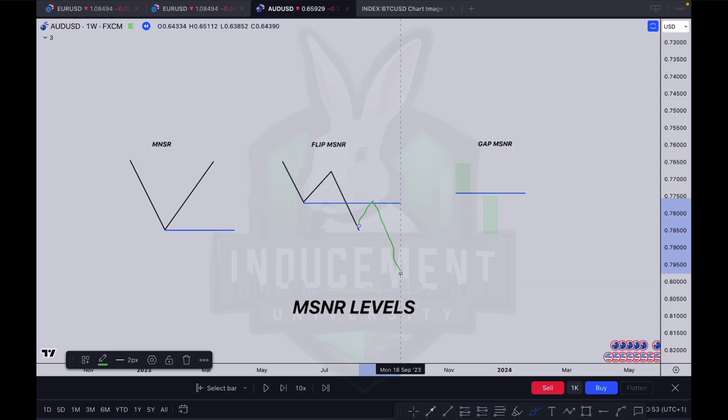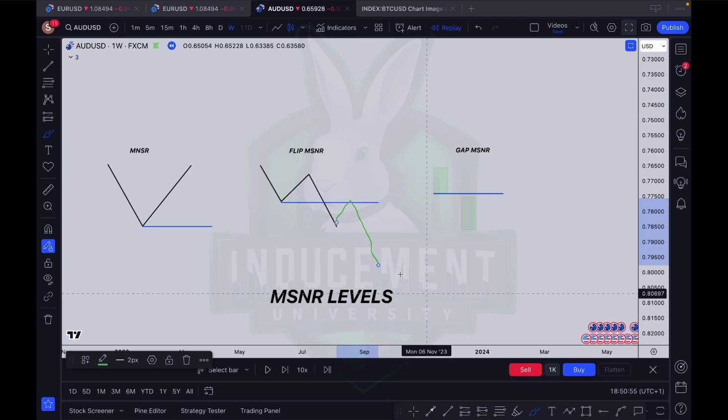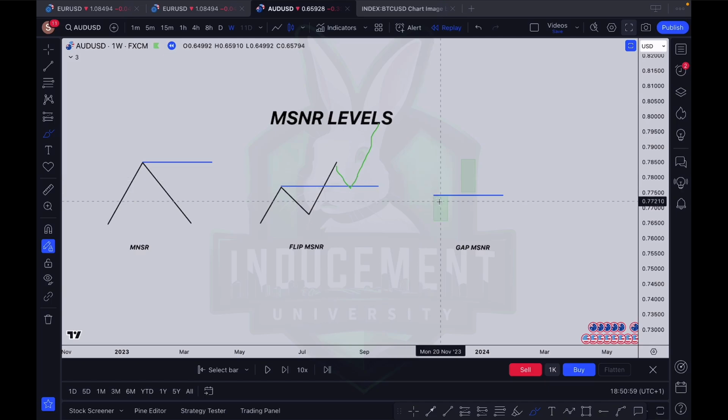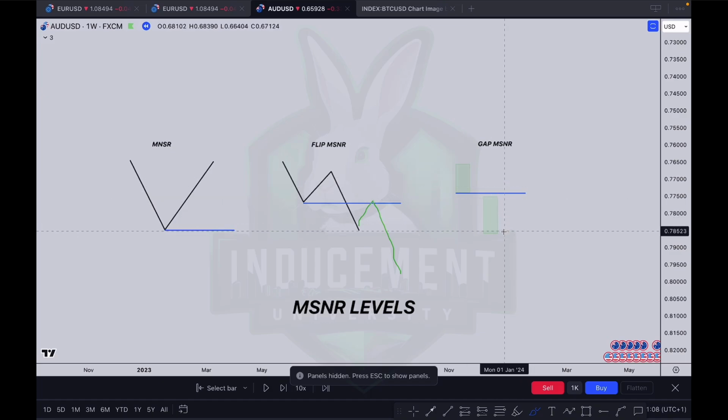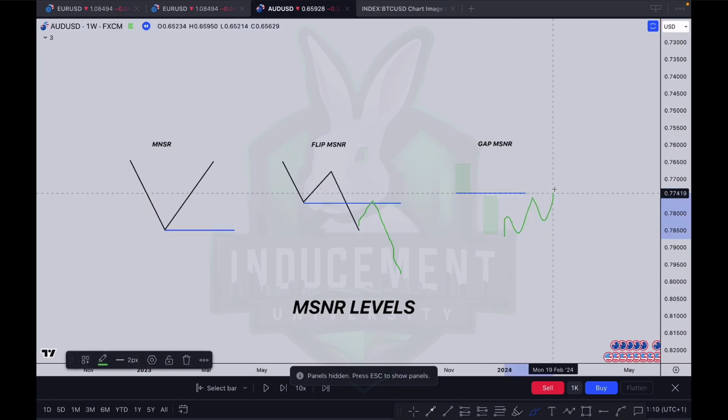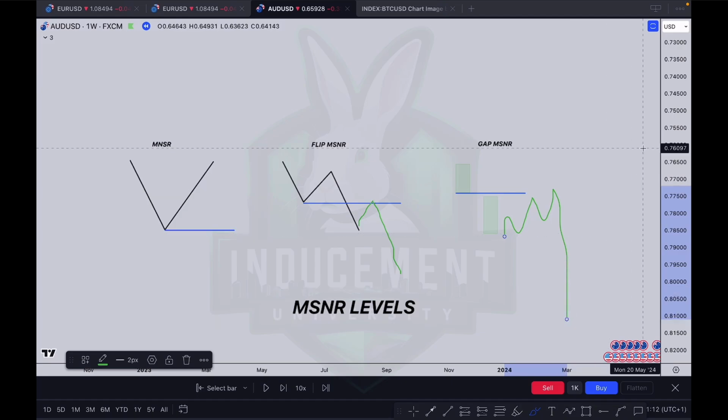The final one is the gap level. This is where we have two bullish candles, or say for example two bearish candles, and we would expect price to then come and react from there. So let's have a look at these on the chart.